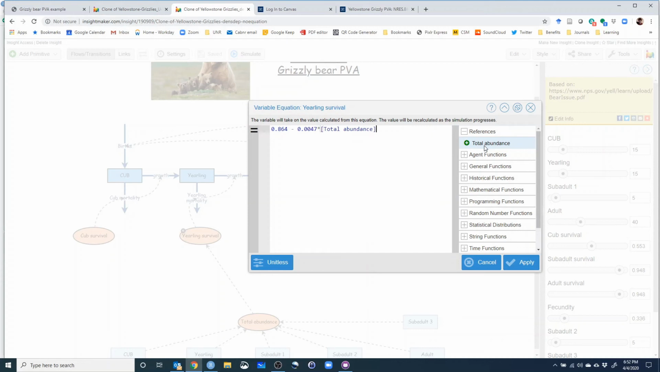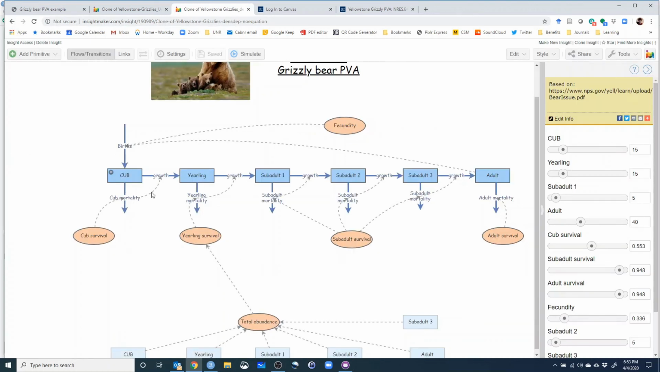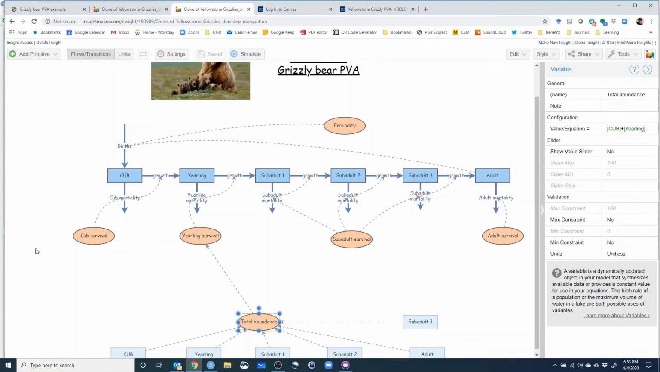So now Insight Maker will recompute yearling survival every year on the basis of what the total abundance was. And as the abundance gets bigger, yearling survival will get smaller. And that's realistic because we have data to support this relationship. So take a minute to put that equation in. When you're ready, hit apply. And now we've defined yearling survival as a function of total abundance, or total female abundance, we should say.